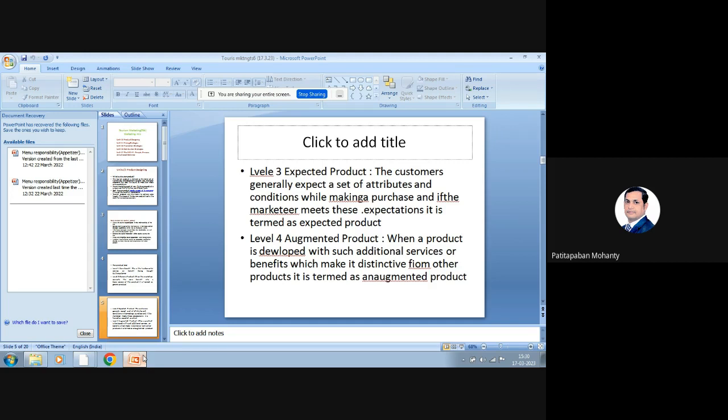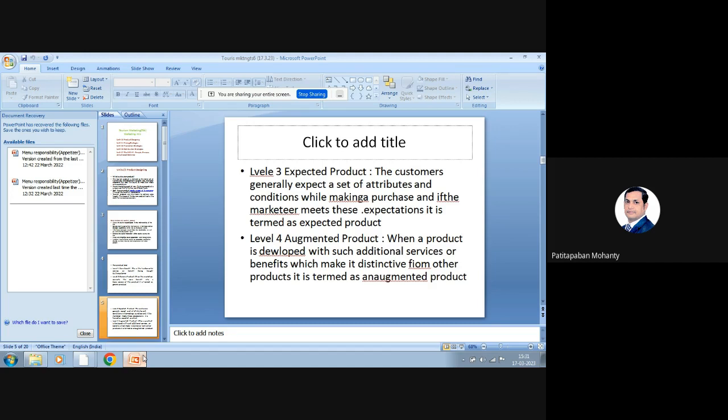Or sometimes the attributes, the different dimensions of the product, go in harmony, or go along with the expectation of the buyer or the consumer. So that is called the expected product. So that is level three.